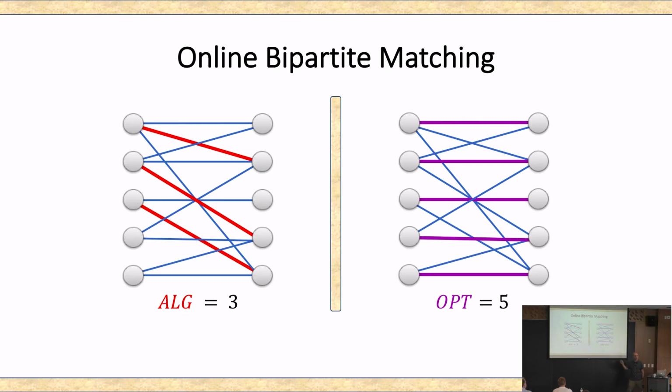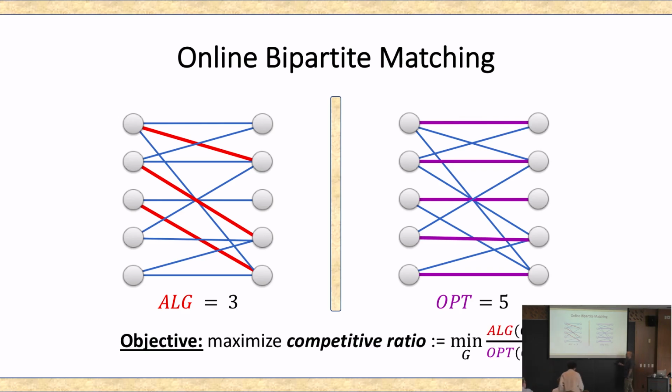Okay, and this will be how we're going to measure our algorithm, if you've never seen online algorithms before. What we refer to as competitive ratio, which is just the worst case over all inputs of the expected size of the matching output by the algorithm over the optimum matching size.